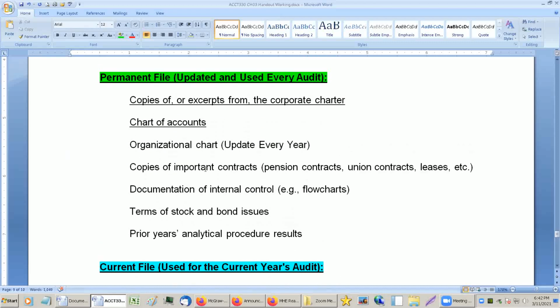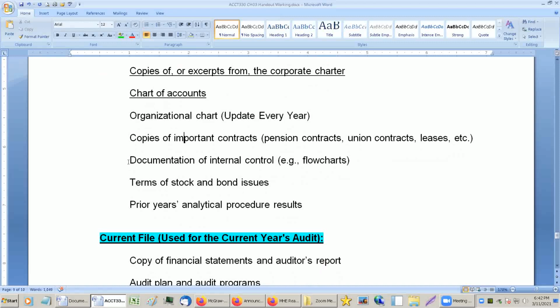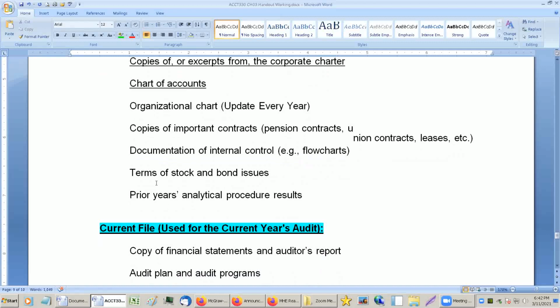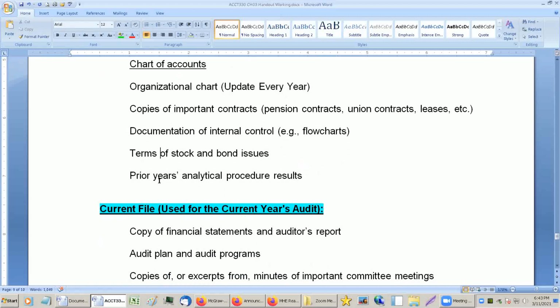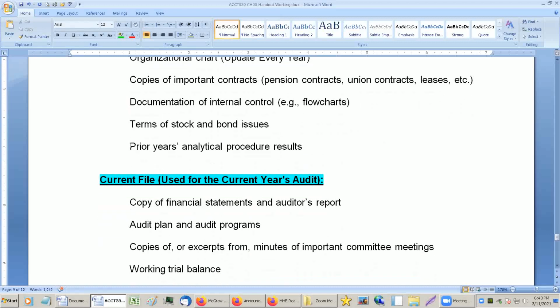Copies of important contracts with banks or with their loans or with their bonds or anything like that. The documentation of internal control from one year to the next so that you can build on it. A lot of times, if there's any problems with internal control. In terms of stacking the prior year analytical procedure results, what you looked at last year is basically going to be in there.